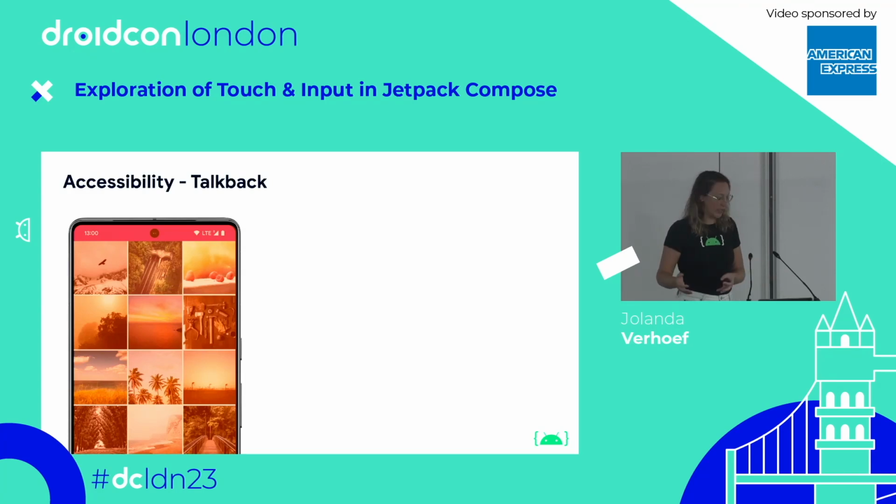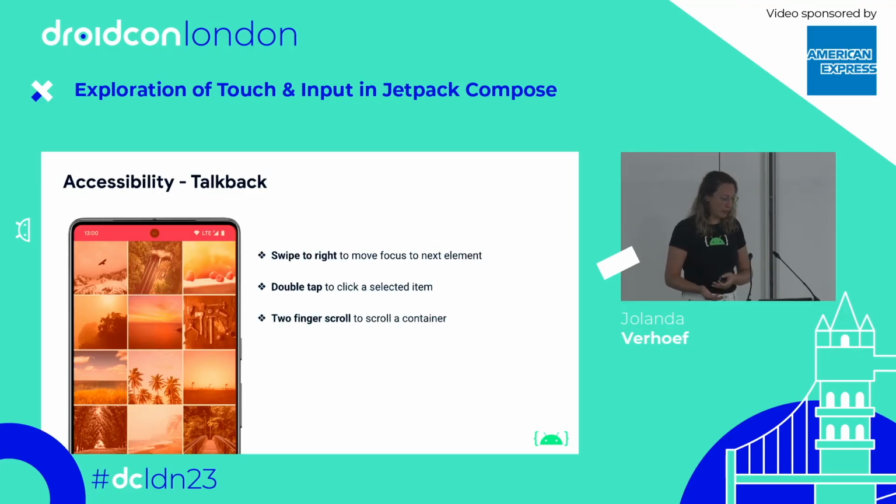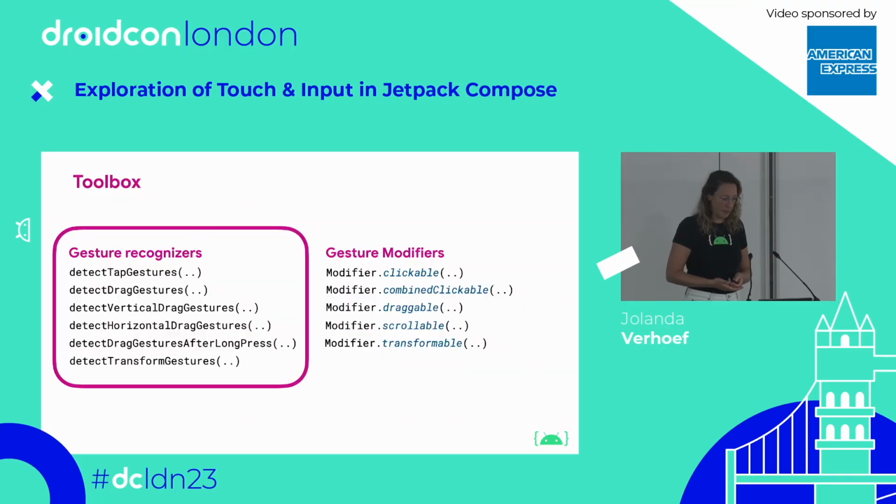Instead, TalkBack will be handling all gestures. So for example, a swipe to right will focus the next element, a double tap behaves like a click, and a two-finger swipe creates scroll events. So all of that works differently from what you've been implementing, right?